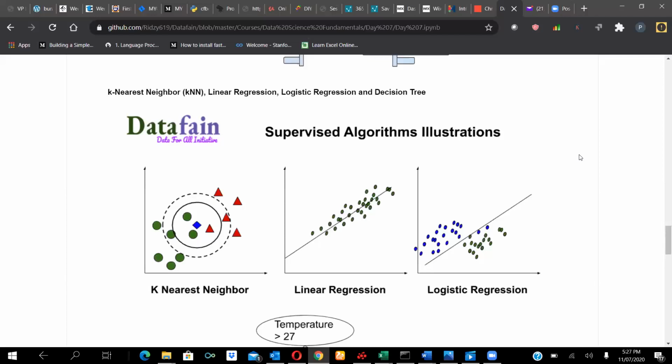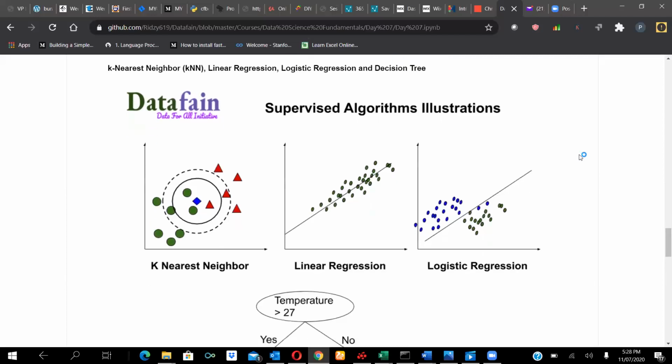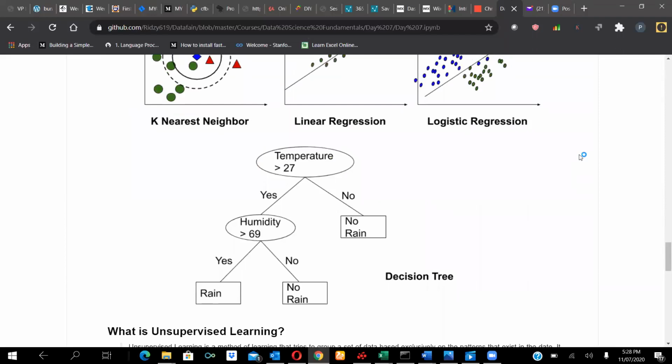Numerical values, like I simply explained earlier when I was talking about regression. That's a simple example of using linear regression. Now, also here we explain the concept of decision tree.